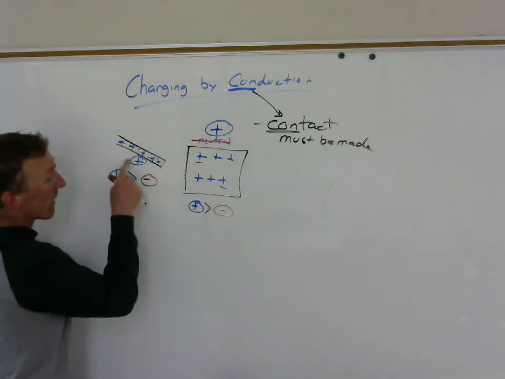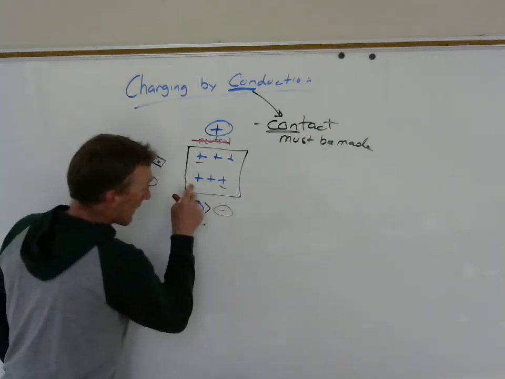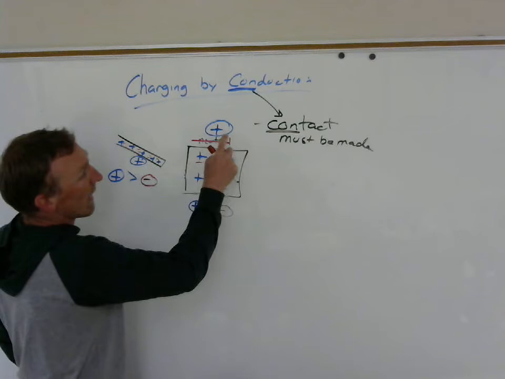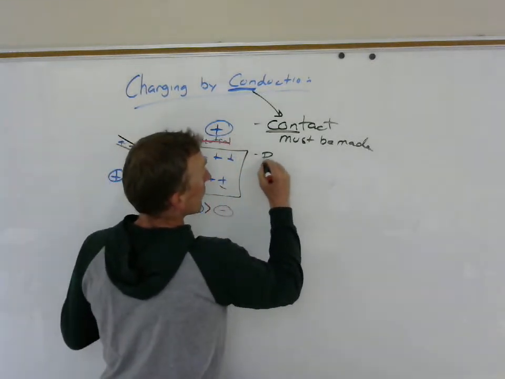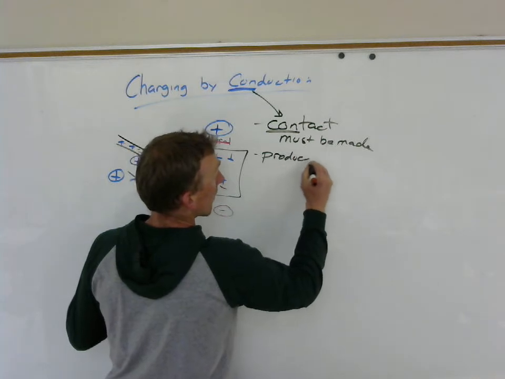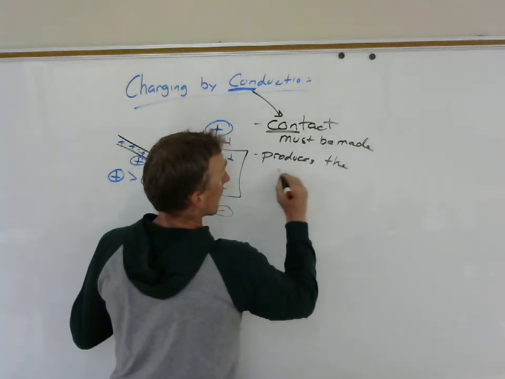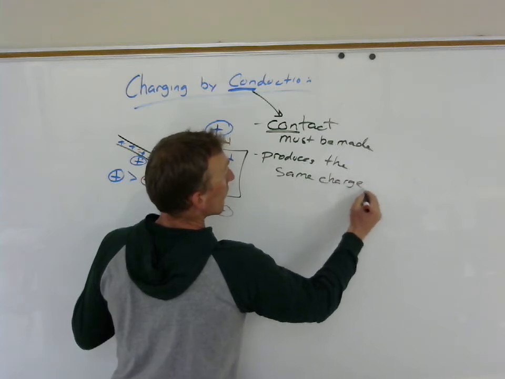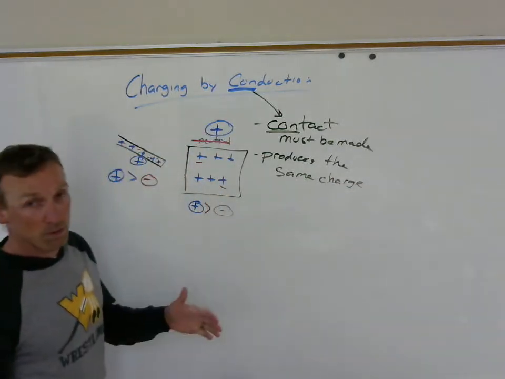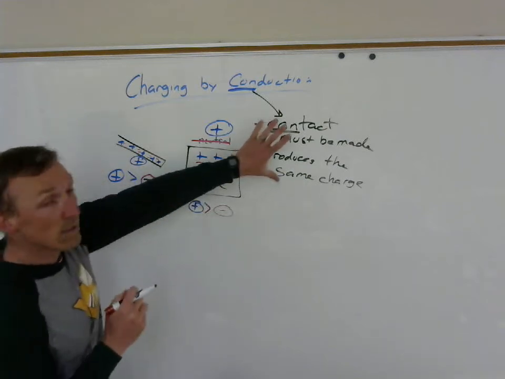Okay, and then what do we notice? We had a positively charged rod. We made contact with a neutral object, and we ended up with a positive charge. So it produces the same charge. I'm going to want you to know how that happens. It's good to keep these things in mind.